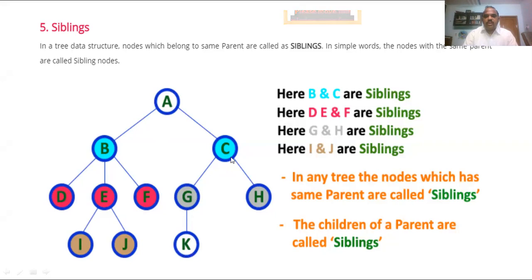K is not a sibling of C. So I and J are the siblings of E, not of F and D, and not of B. Clear? What is a sibling? If tree nodes have the same parent, they are called siblings.